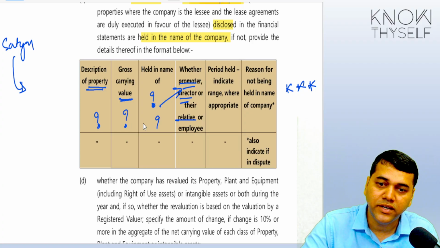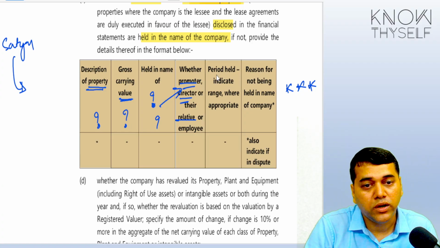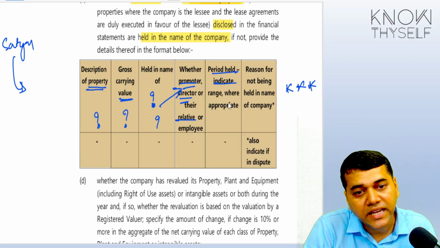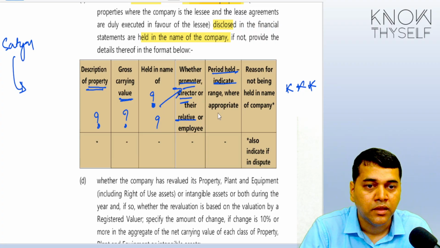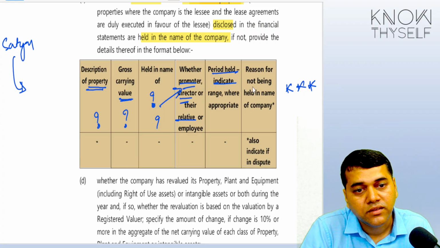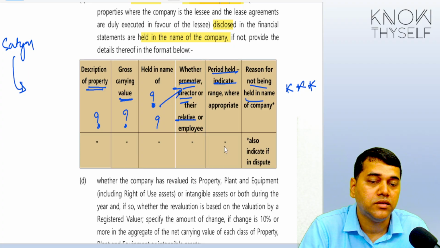And this is the data you have to give to the shareholders. What is the period held? Indicate the range where appropriate. So from which period to which period was it in this person's name? And what is the reason that it was not held in the name of the company? Is there any particular reason?